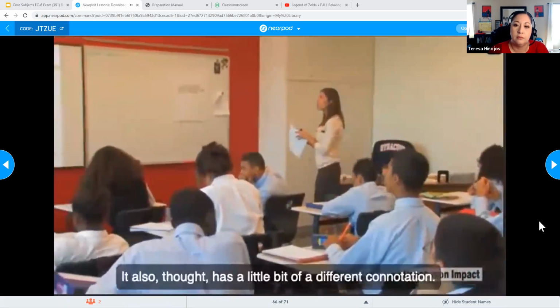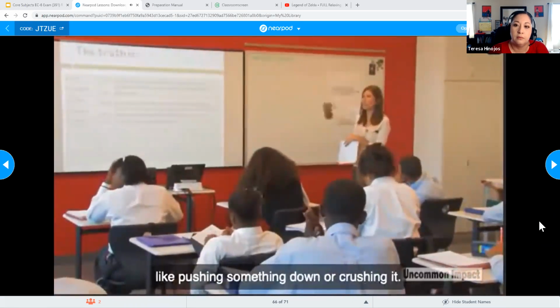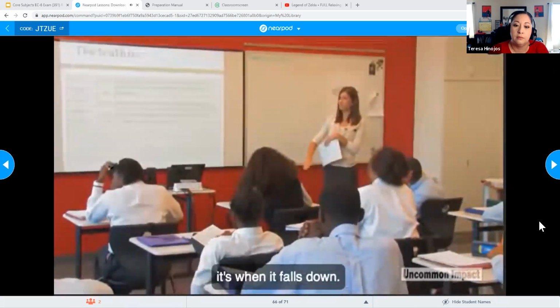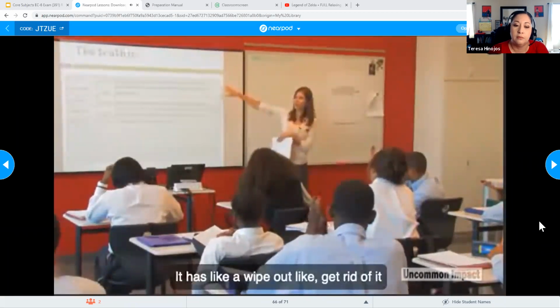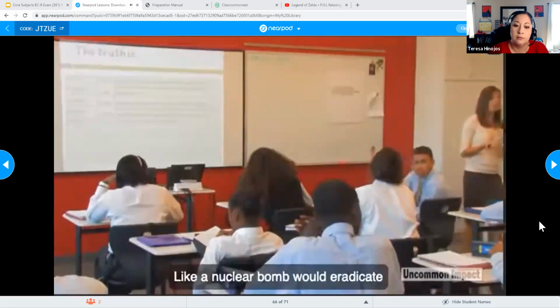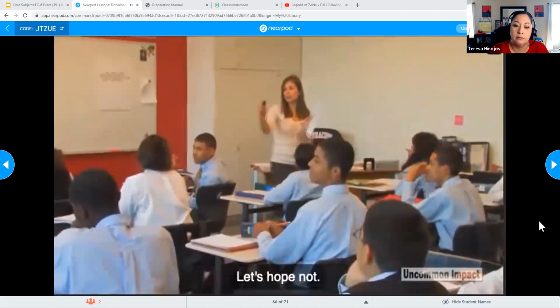Yep, demolished works. It also, though, has a little bit of a different connotation. Demolish, almost the picture is like pushing something down or crushing it. Like if you demolish a building, it's when it falls down. This one doesn't have a fall down. It has a wipe out, like get rid of it entirely. So it's a little different. Yeah, like a nuclear bomb would eradicate an entire civilization, technically. Let's hope not.